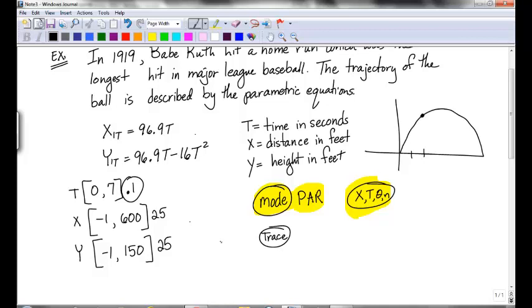See how it plotted a point from here to here, from here to here. Every second it plotted a point. If I changed it to every 2 seconds, it's going to change the looks of the graph.